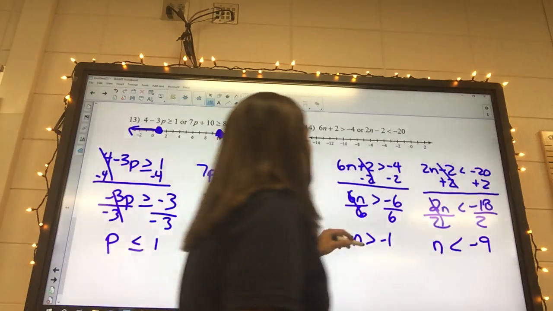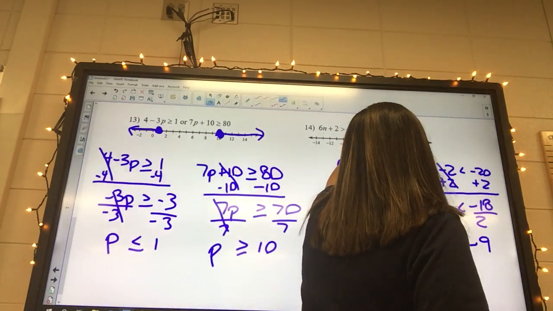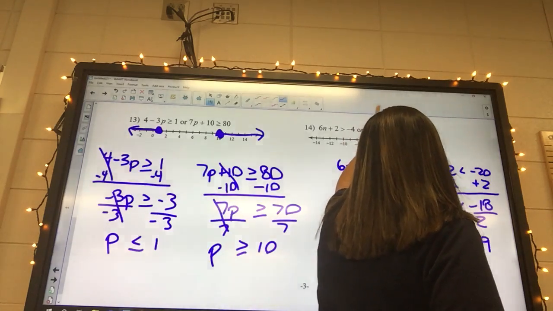Okay, so on my n equals negative 1, it should be open and pointed to the right.